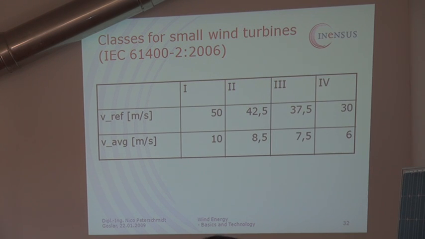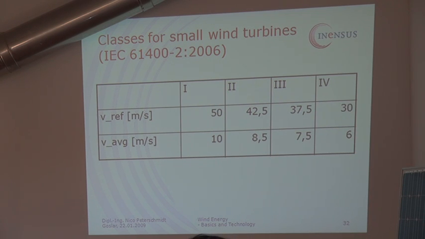The larger the class number, like if you go from 1 to 4, the lower the requirements for the stability of the system. Like you see in the average wind speed in class 4, you have to sustain an average wind speed of 6 meters per second, whereas in class 1 you have to sustain an average wind speed of 10 meters per second. VREF, the reference wind speed, is used to calculate gusts.